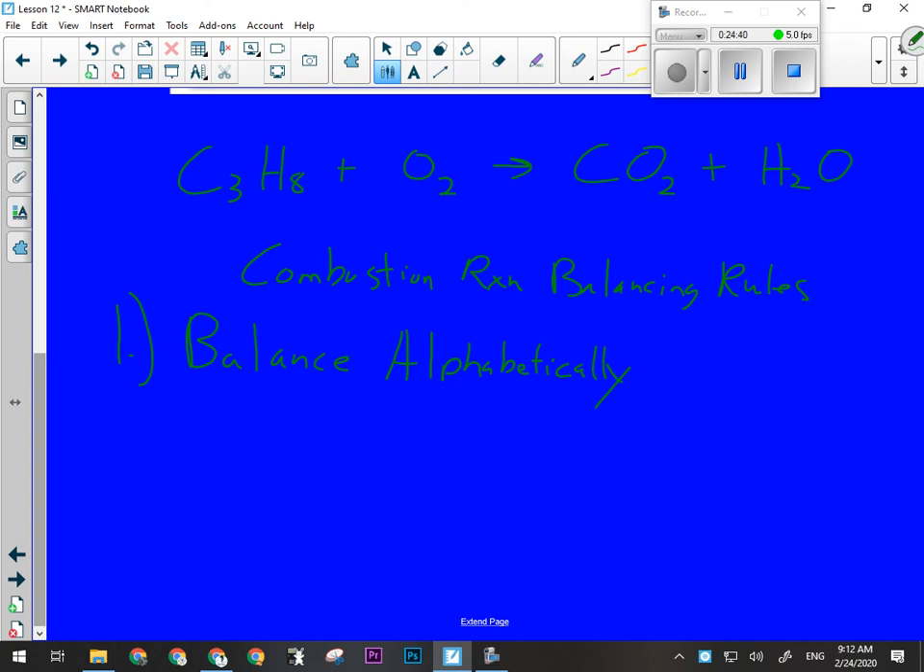So I'm going to balance this thing alphabetically. I've got 3 carbons on this side, and I've only got 1 over here. I can't put a 3 here because that would change the molecule, but I can change how many of those I have by writing a 3 here. By writing a 3 there, I'm now saying I have 3 carbon dioxide molecules. And while that balances my carbon, it also gives me more oxygen, but I'll deal with that later. Now my carbons are balanced.